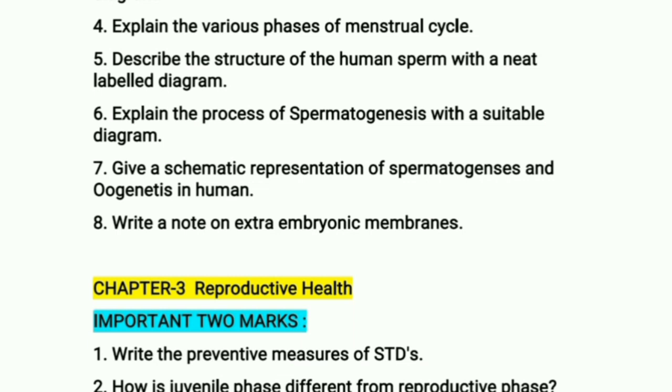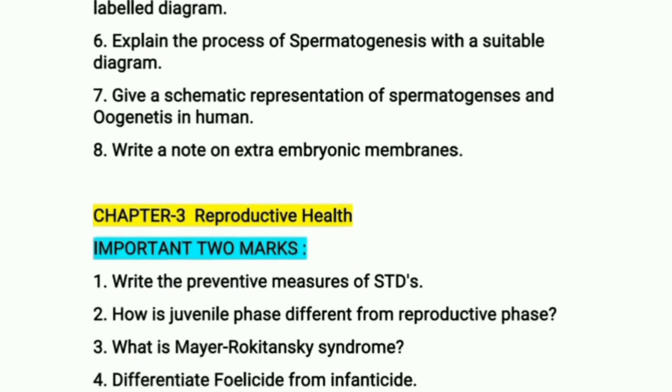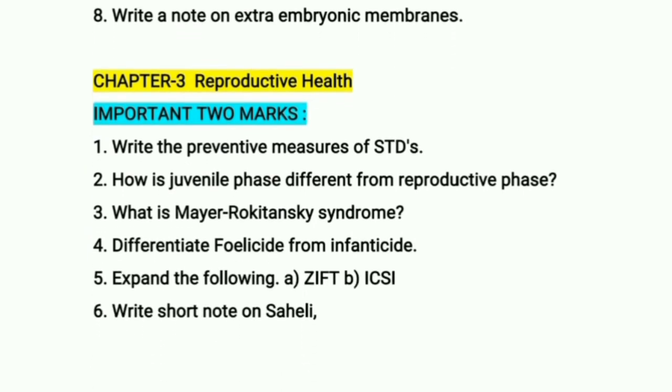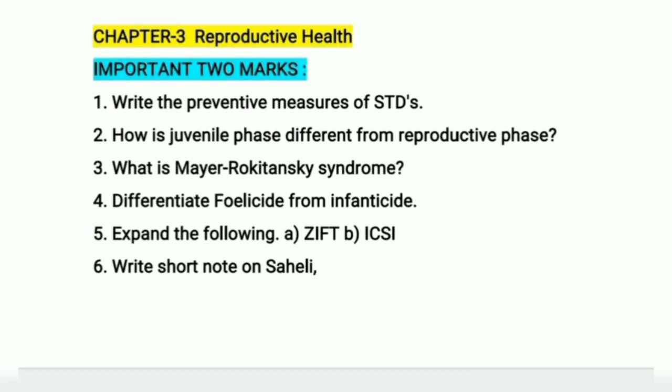Give a schematic representation of spermatogenesis and oogenesis in humans. Write a note on extra embryonic membranes. Chapter 3, Reproductive Health. Important 2 marks.